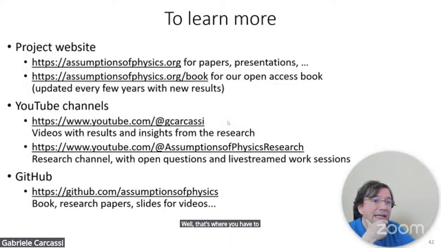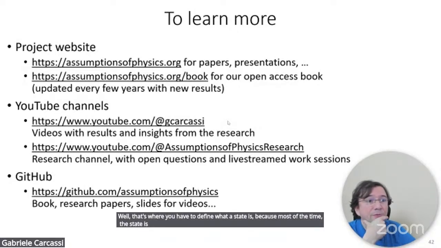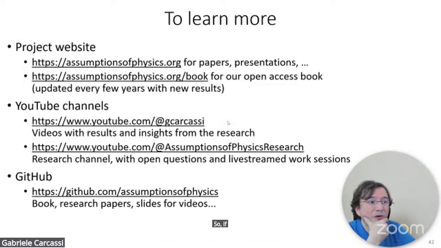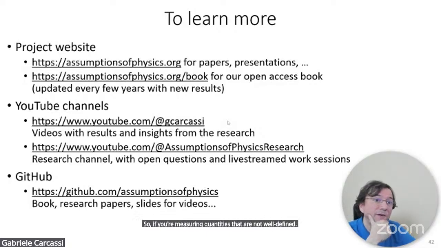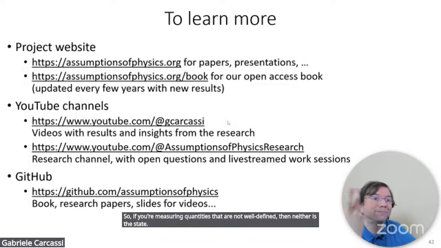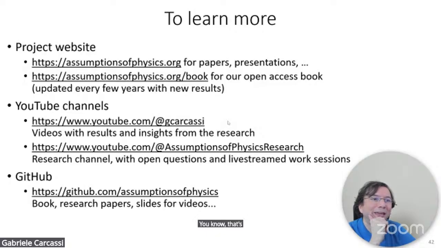Next question is in fact from Robbie. In quantum mechanics, could it be that Hilbert space is the correct space for physical states, and that there's something unphysical about the operators that are not defined on the whole space? If we could modify the position operator so that it is defined on the whole Hilbert space, wouldn't that fix the problems with expectation values? Well, that's where you have to define what a state is, because most of the time the state is defined in terms of measurable quantities. So if your measurable quantities are not well defined, then neither is the state. That's the whole thing.